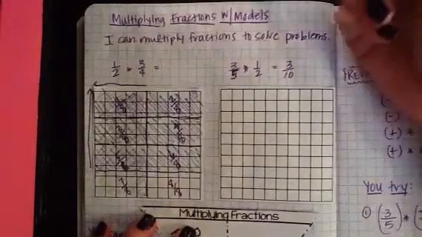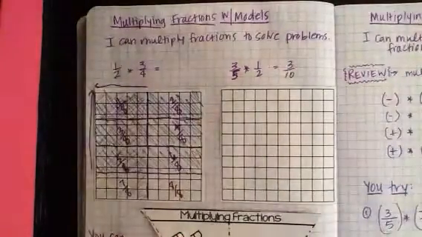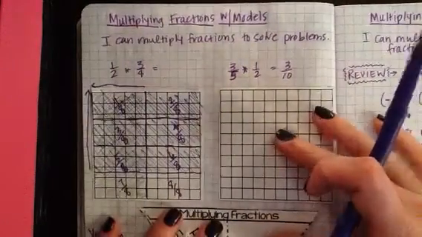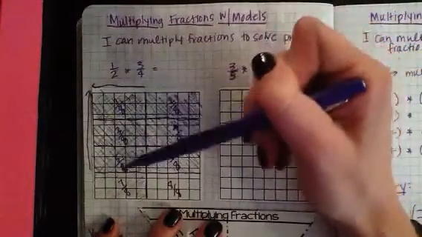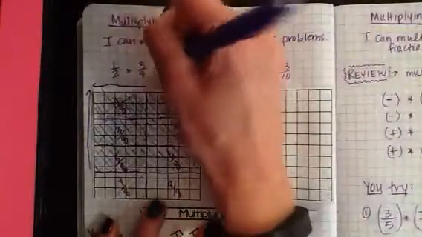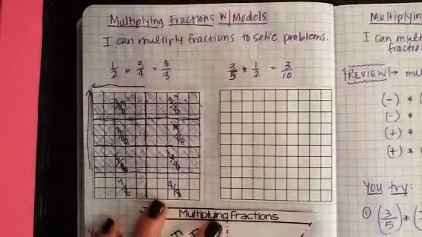Now I have to go back and think about, okay, how many of my sections did I shade twice? And that would be 1/8, 2/8, 3/8. 3/8, right, are shaded twice. And that would be exactly the answer that I'm looking for.